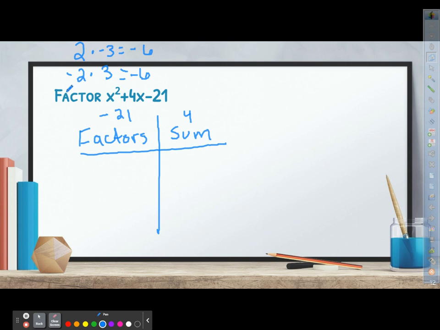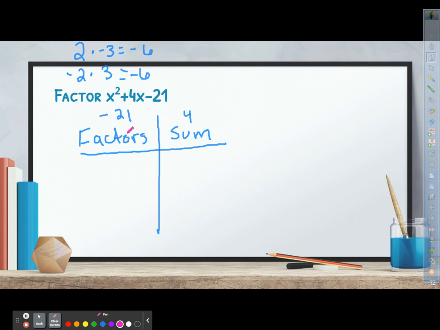Now, there is a trick to know which one's the negative. If you look here, see how this is positive 4? That means your bigger number will be positive. And I will show you that after we get done, you'll see that the bigger number will be positive.